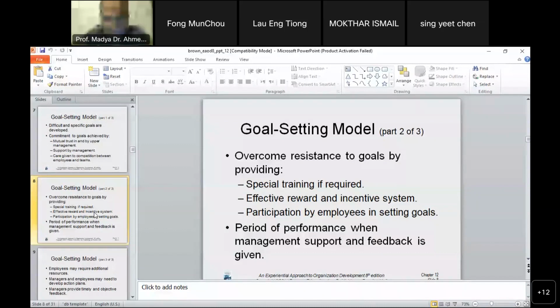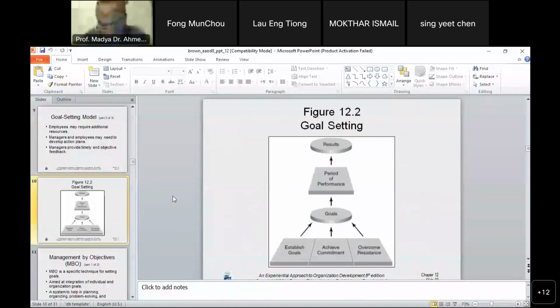So we have this model. We have an established goal first. We need to achieve commitment by engaging everyone. And we know how to overcome resistance by following the previous strategies I mentioned. Then we can have a goal. This goal will take time to achieve, which is a period of performance. And then we have the results.